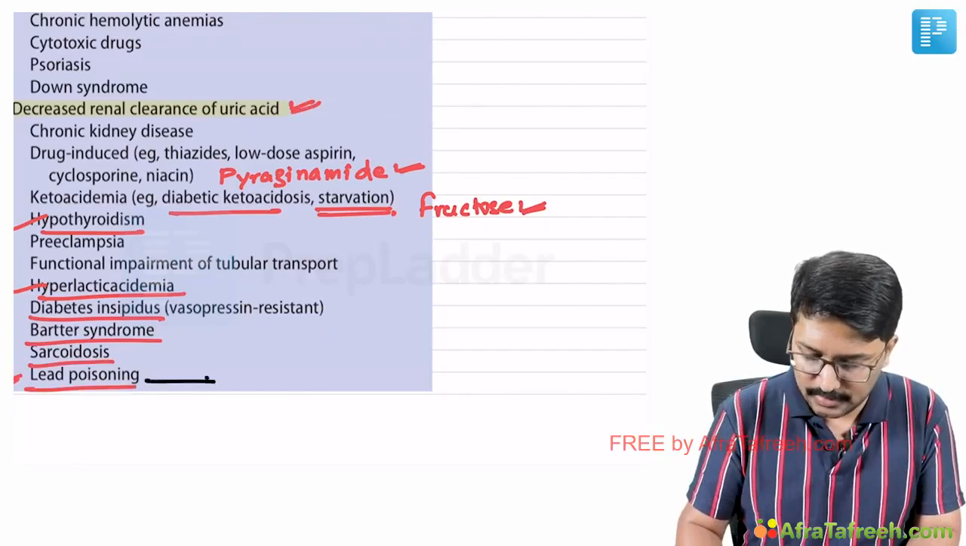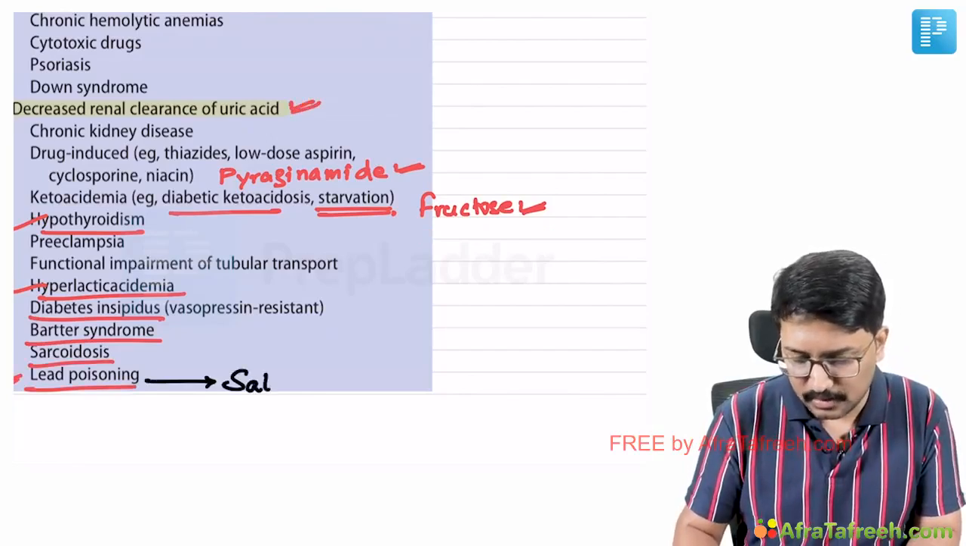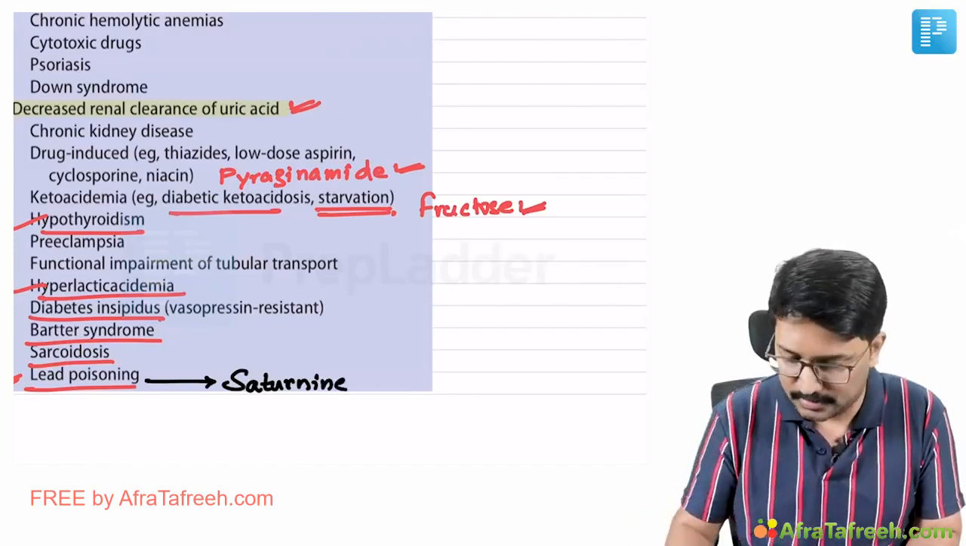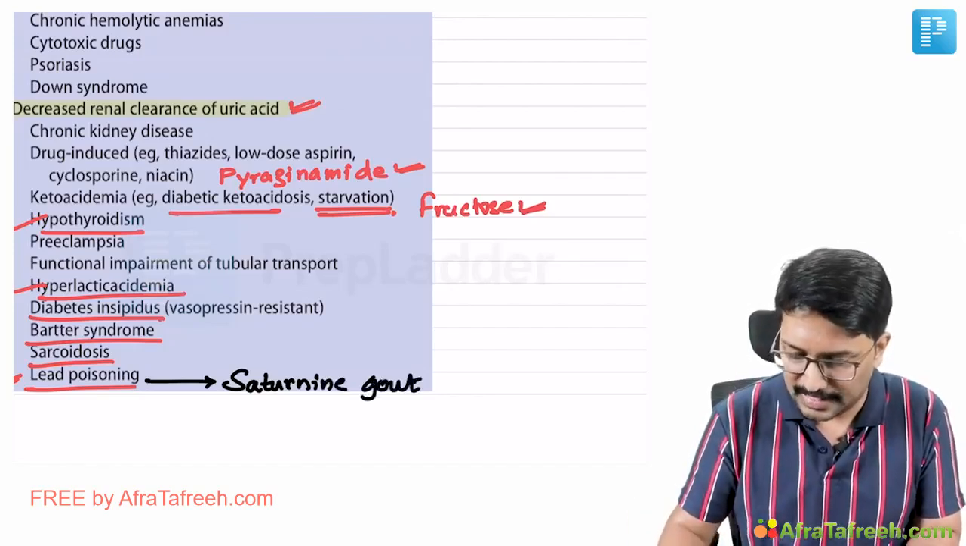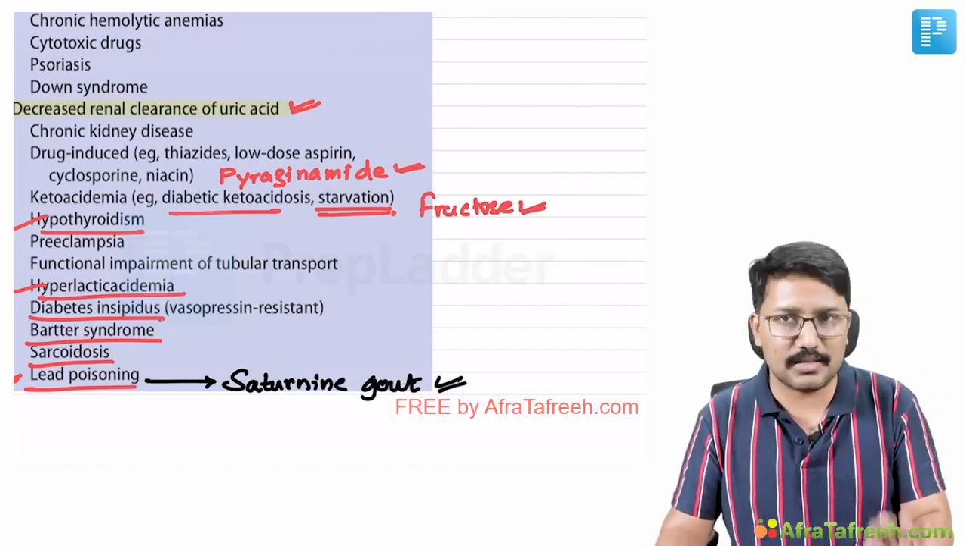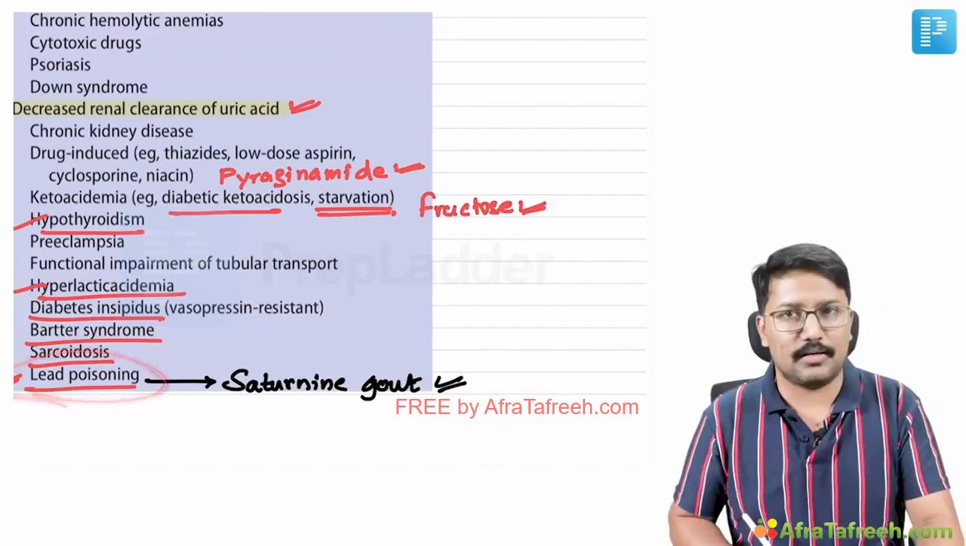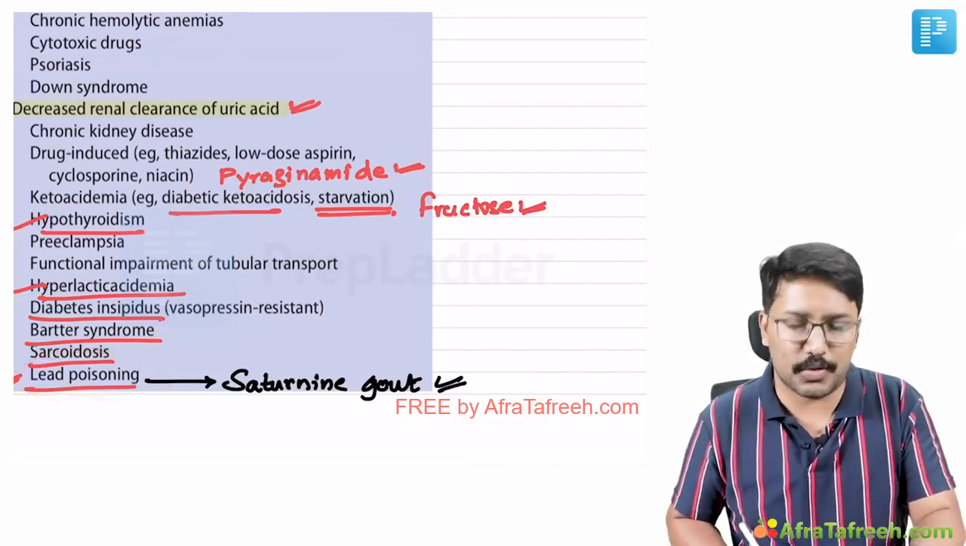Now, when lead poisoning causes gout, we call it Saturnine gout, which can also be asked as an MCQ. I think it was asked in 2021. Saturnine gout is seen in which of the following conditions? A simple MCQ was asked in the last minute assessment. So that is in lead poisoning. So this is the classification of causes for hyperuricemia.